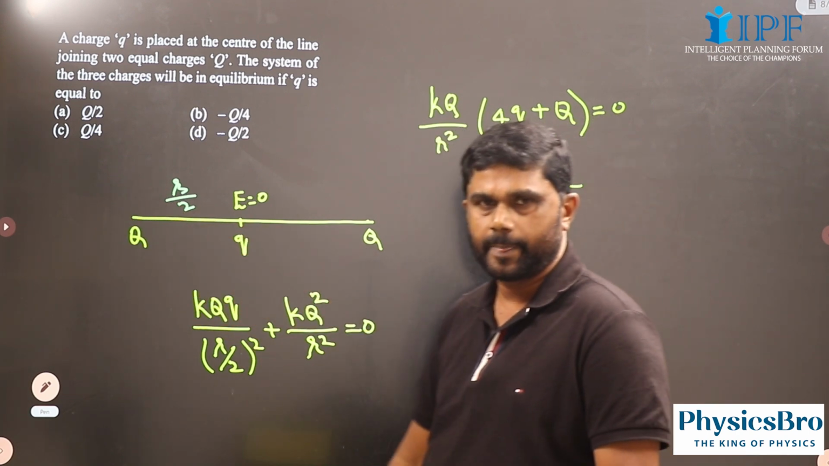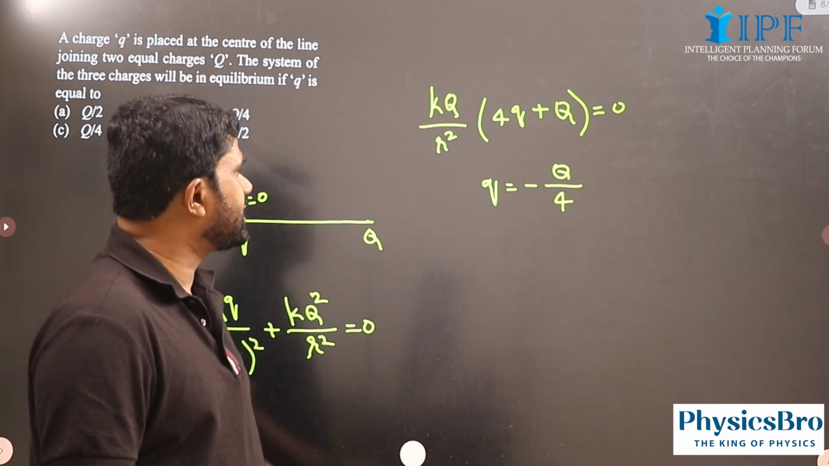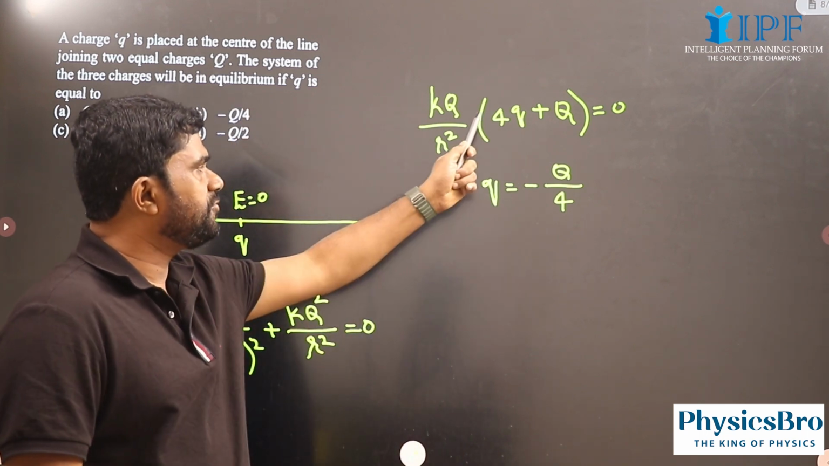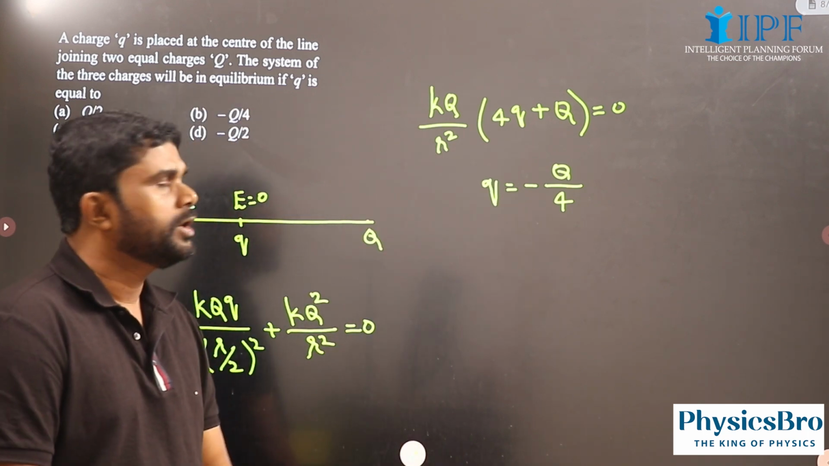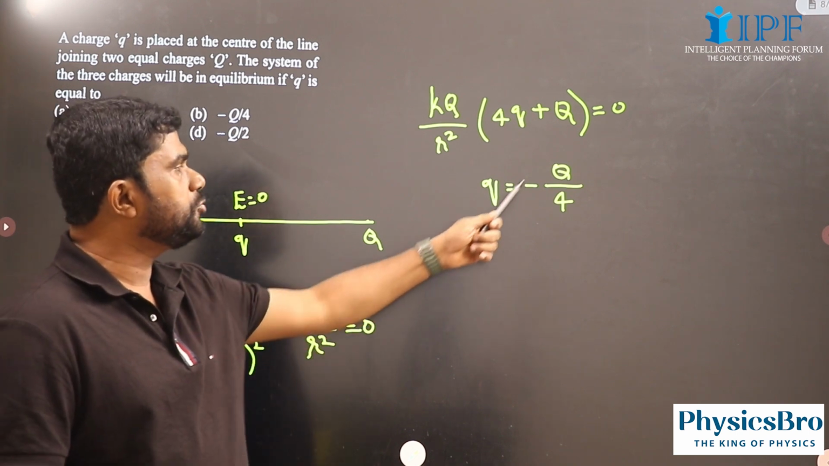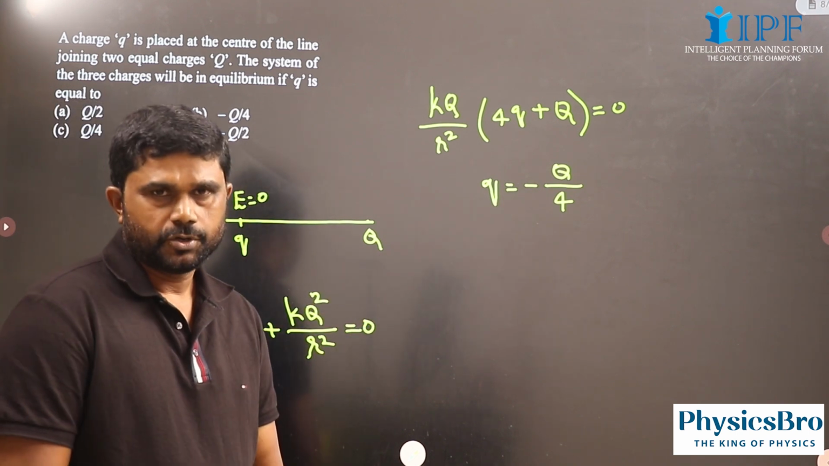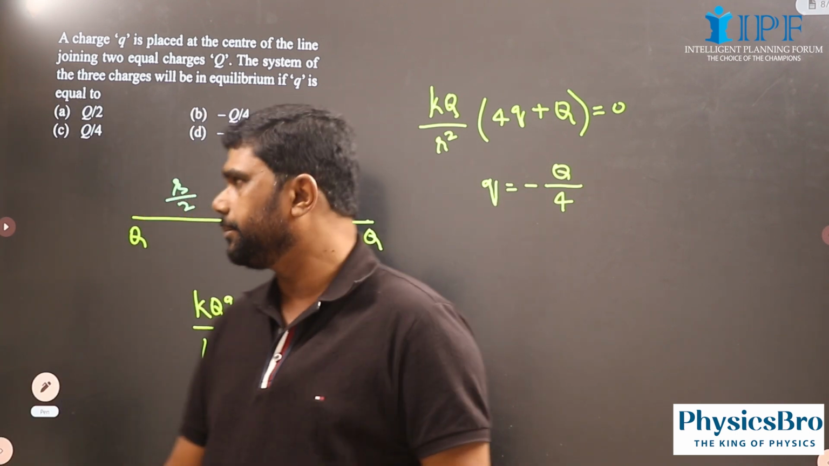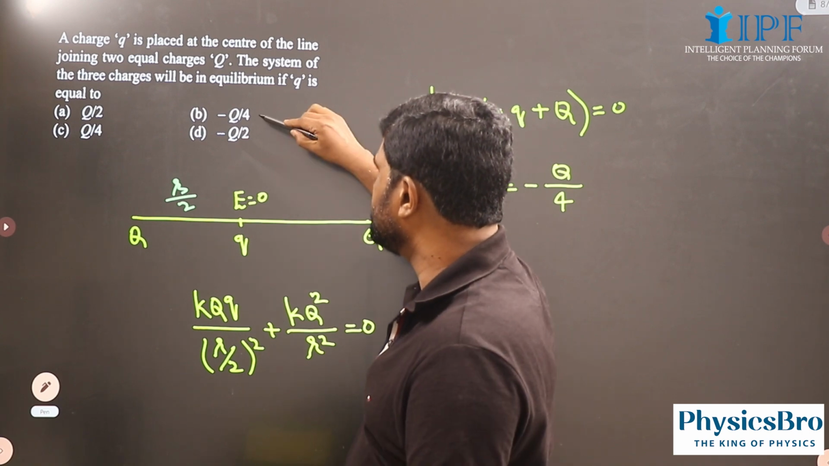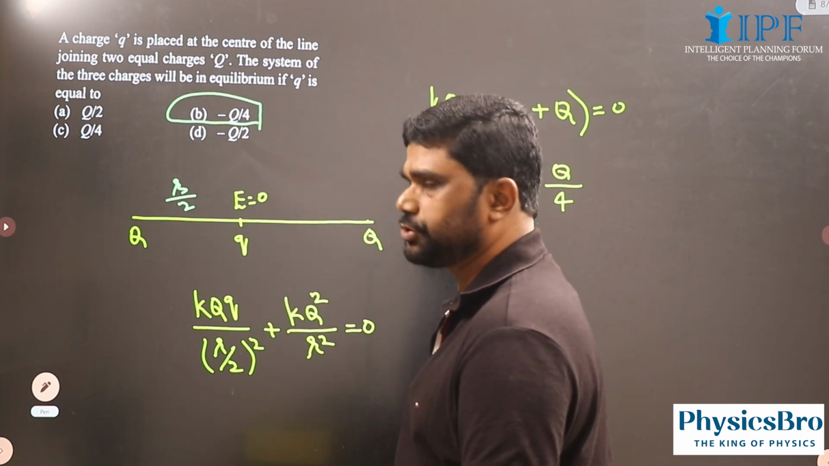That must be 0. Okay, so we will get K q divided by r square, then 4 small q plus capital Q equal to 0. So small q equal to minus Q by 4. Okay, then the whole system will be in equilibrium. Okay, so minus Q by 4. This is the correct choice.